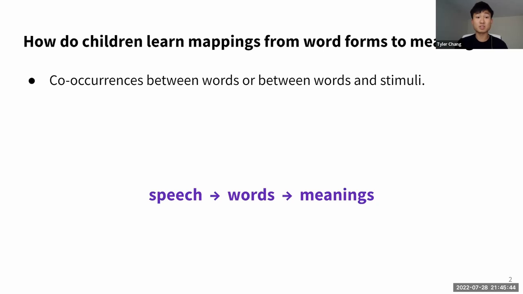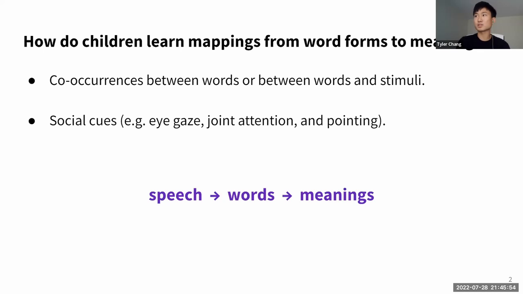This is often considered statistical learning, where children learn statistical co-occurrence relations between words and other words or between words and stimuli. And of course, children also have all these other social cues we've been talking about, like eye gaze, joint attention, and pointing that help them better identify reference when they're learning words.